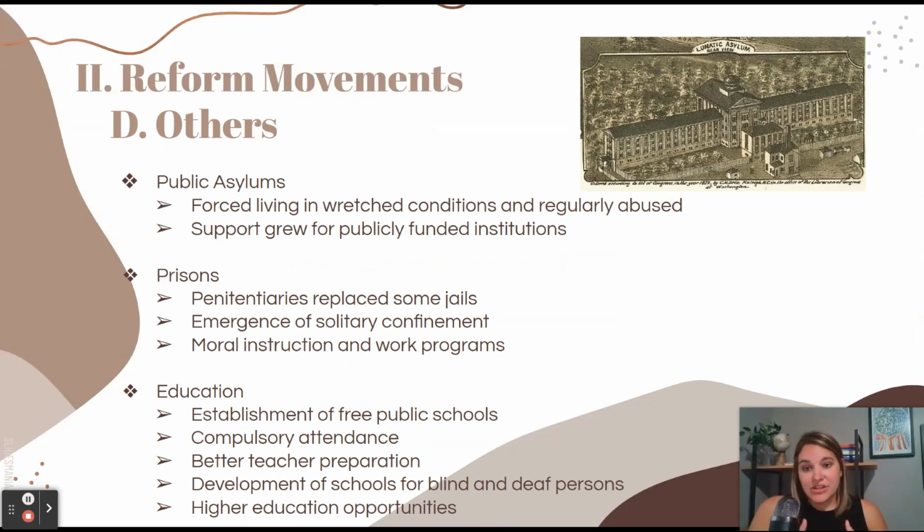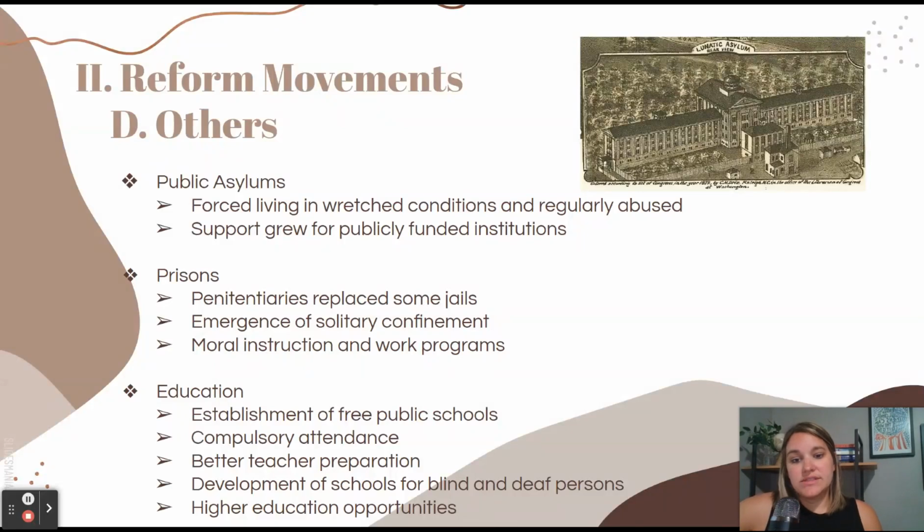All right, brief introduction to a few other movements happening at the same time. Public asylums were gaining a lot of attention as many people with mental illness or struggling with mental health were forced to live in wretched conditions and regularly abused. And so reformers like Dorothea Dix were discovering this, and public support grew for publicly funded institutions. And so these would be separate facilities dedicated to supporting the needs of people struggling with mental health.